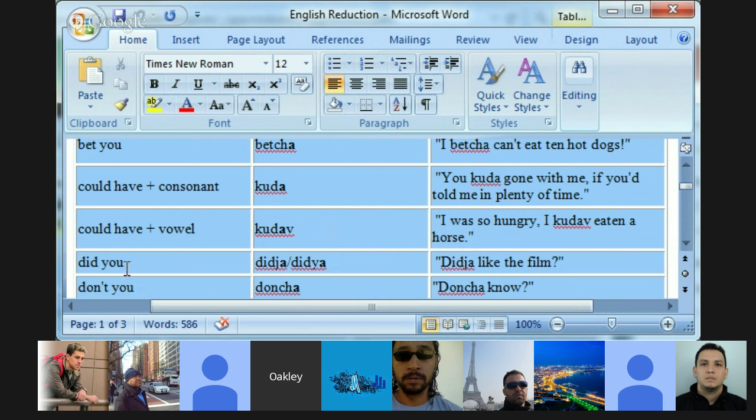Okay, next one. Did you? Very, very super common, obviously in questions, super common in English. So it gets reduced to dija. Dija. Yes, kind of a ja sound. Maybe more of a Y, maybe more of a J, maybe more in between. Doesn't really matter. In the example: Did you like the film?